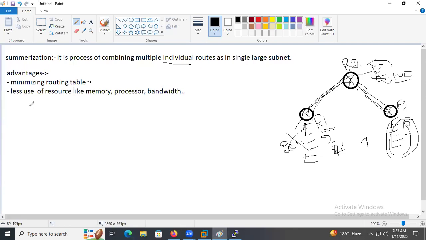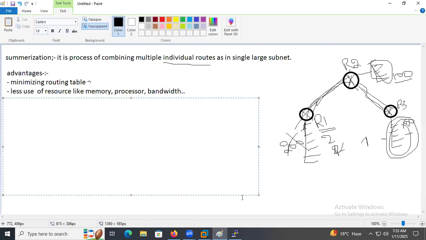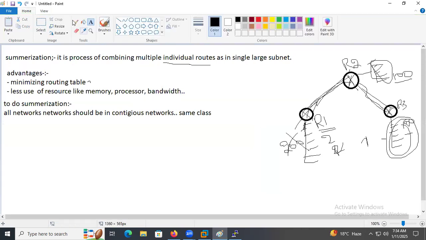To do summarization, there are some conditions actually. To do summarization, all the networks should be contiguous networks from the same class. For discontiguous networks, we cannot do summarization.